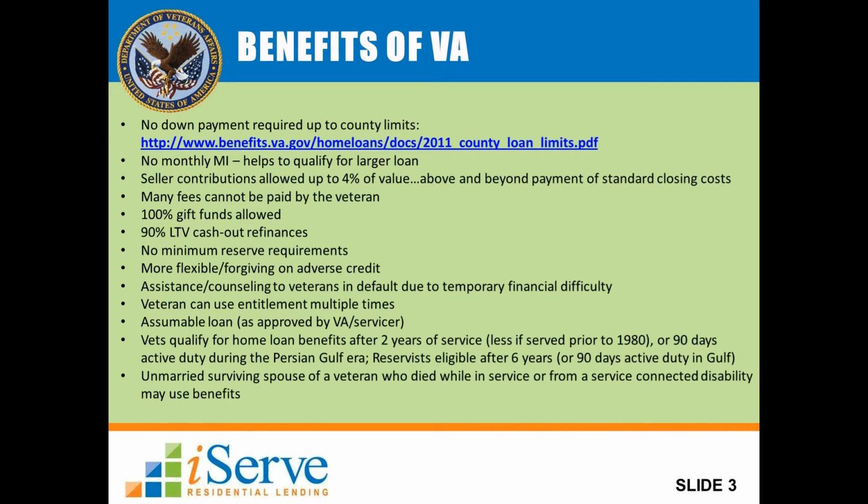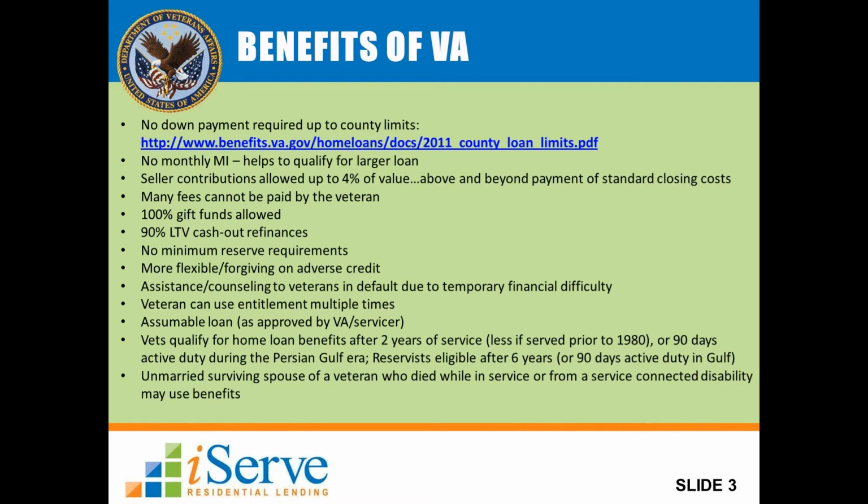VA actually doesn't offer a rate and term refi. It's either a streamline or what they call a regular refi, which can be cash out even if they're not taking cash. There's no minimum reserve requirements in most cases. They're going to be more flexible and forgiving on adverse credit. In fact, if a veteran gets into problems, have trouble making their house payment, the VA will offer assistance and counseling to that veteran.